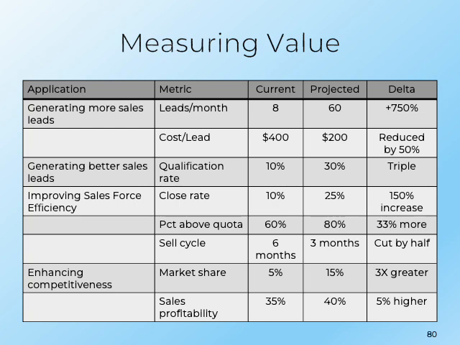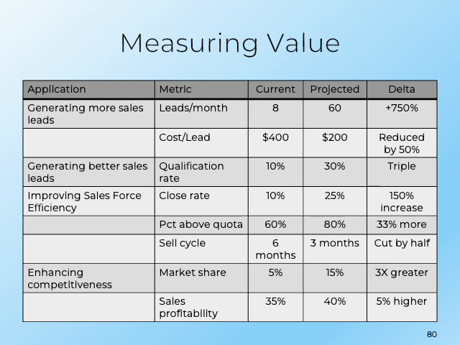For example, let's take a solution like cold calling training that's designed to enable a sales team to generate more and better sales leads, improve sales force efficiency, and improve their competitiveness. That one's easy. Let's say a prospect's current approach enables them to generate 8 leads per month. The new approach, after they've had their training, enables them to generate 60 leads a month. All other things being equal, the new approach is better than the old one, in this case improving appointment production by more than 700%.